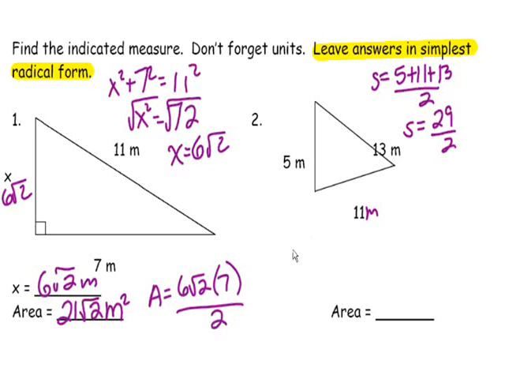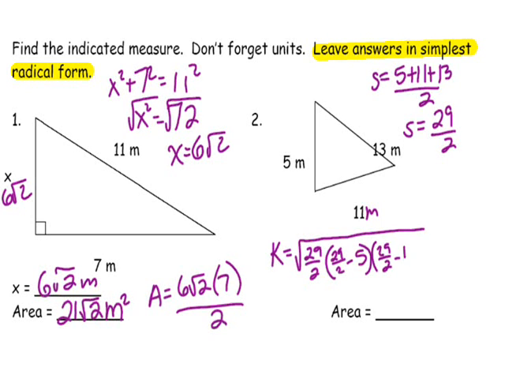Now we need to go ahead and apply the formula. So K equals the square root of s, and then s minus each of the sides. So 29/2 minus 5, 29/2 minus 11, and 29/2 minus 13. Now, you might be wondering why I'm not doing this in decimal form, and it's because of this. If I'm going to leave the answers in simplest radical form, then fractions are an easier way to work.